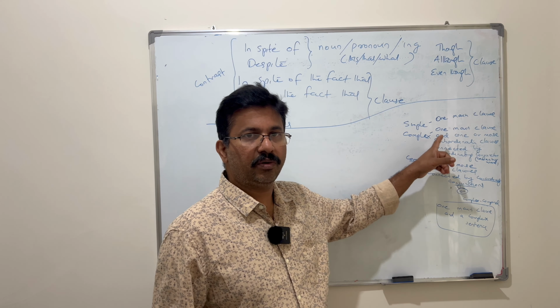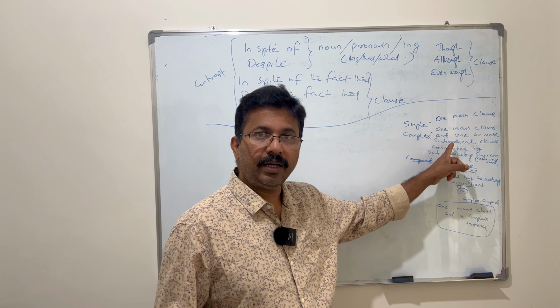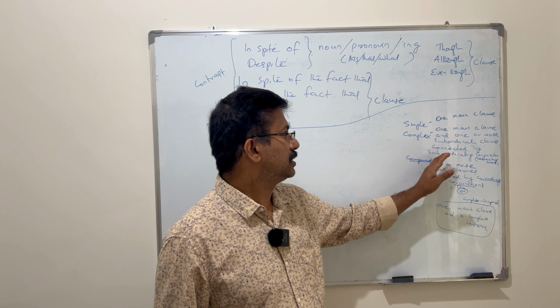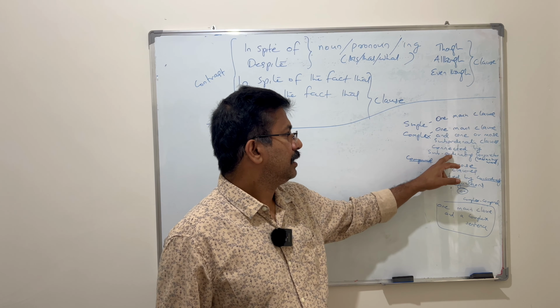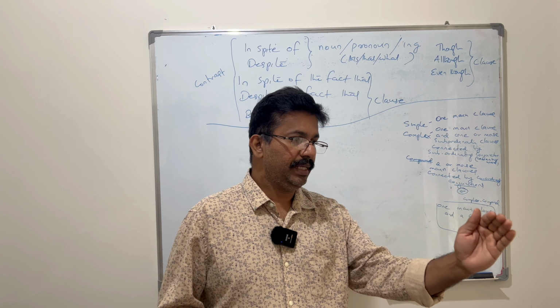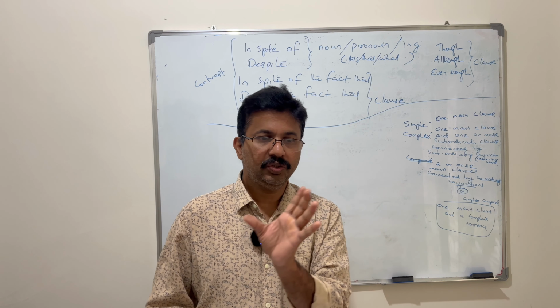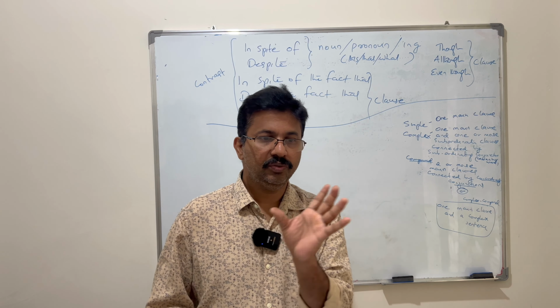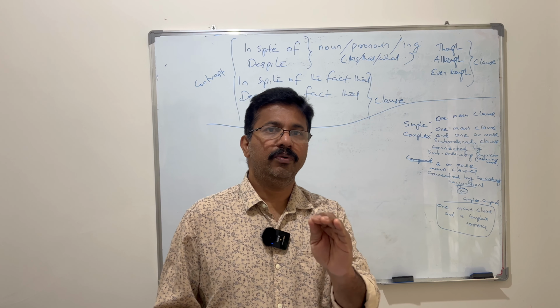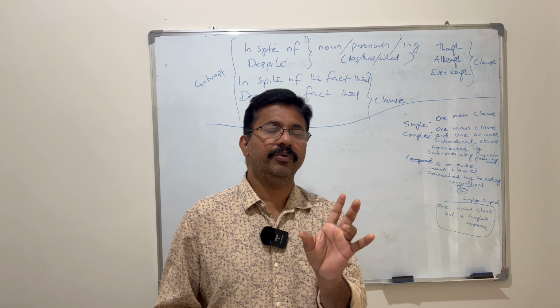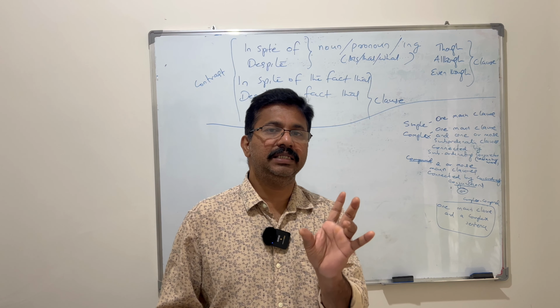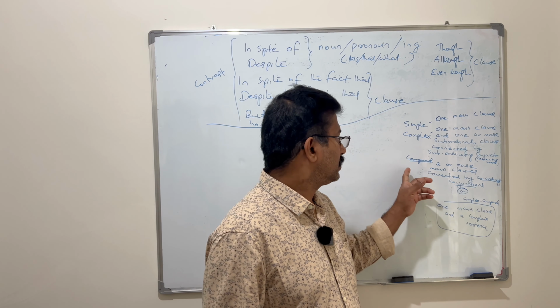So one main clause and one or more subordinate clauses connected by subordinating conjunctions. There may be one main clause and one subordinate clause, and these two clauses are connected by linking expressions, which are called subordinating connecting words or subordinating conjunctions. All right, then the next is the compound sentence.